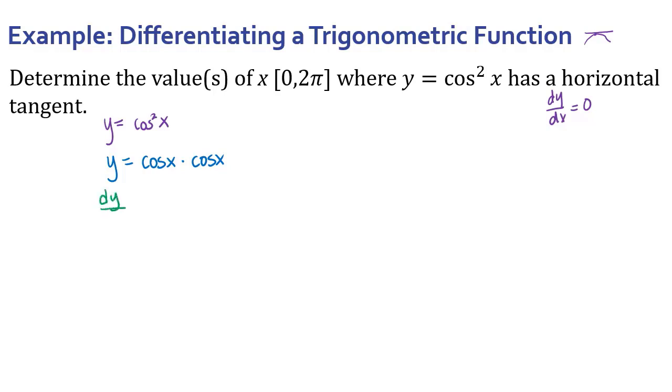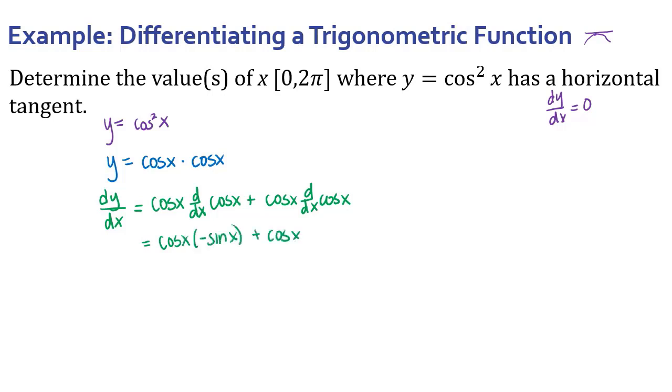So the derivative of y with respect to x is going to be the first function times the derivative of the second, plus the second times the derivative of the first. In this case, it doesn't matter if I'm talking about the first or second since they're the same. So I get cosine of x times negative sine of x plus cosine of x times negative sine of x. So that's going to end up giving me negative 2 cosine x sine x.